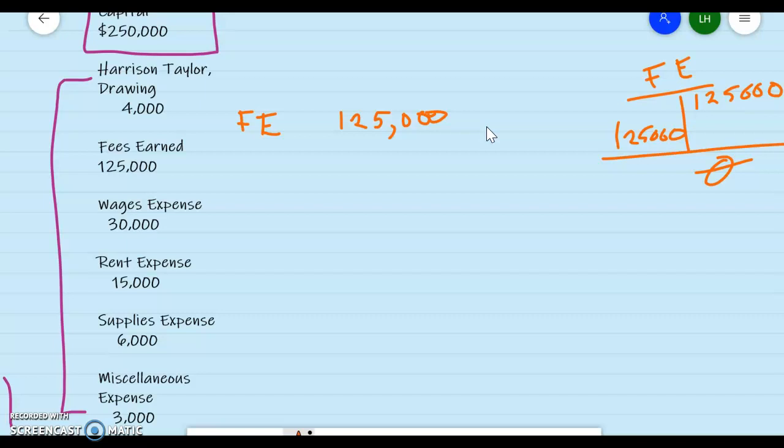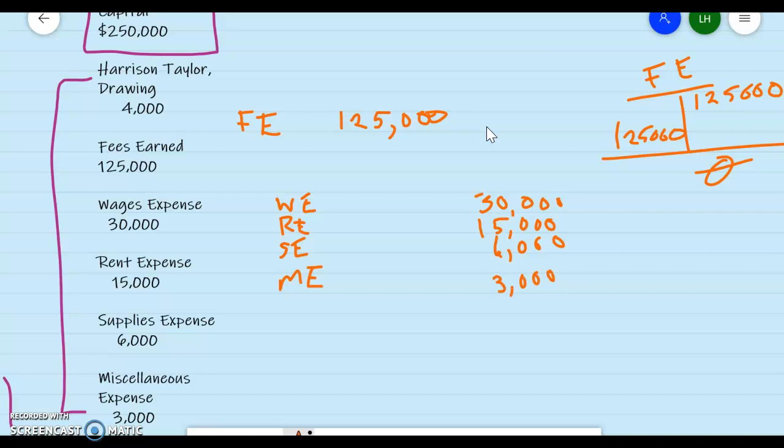But now I need to close my expenses. So all of these expenses have normal debit balances, so we need to credit our expenses. So we have wages expense, rent expense, supplies expense, and miscellaneous expense. Okay, so that is 30,000, and then rent expense is 15,000. Supplies, and then miscellaneous.